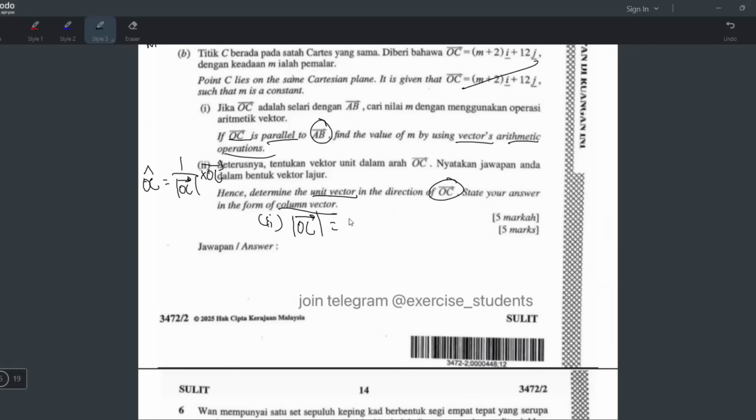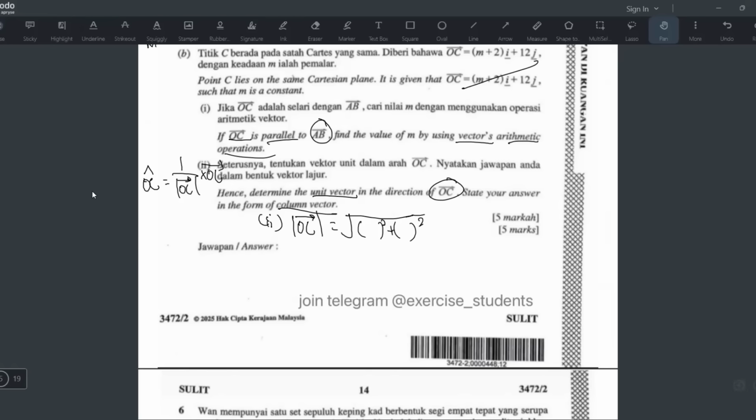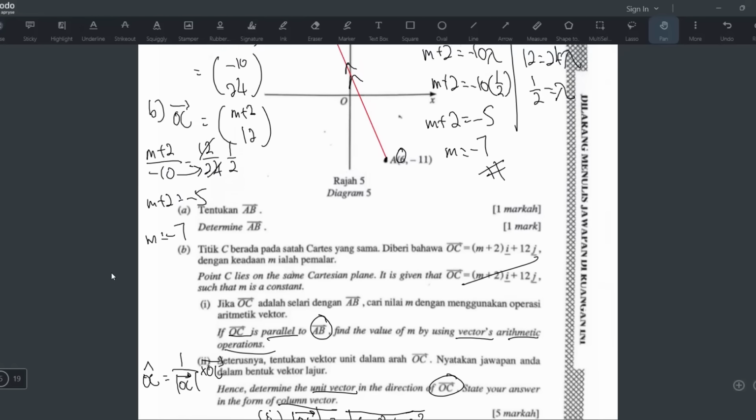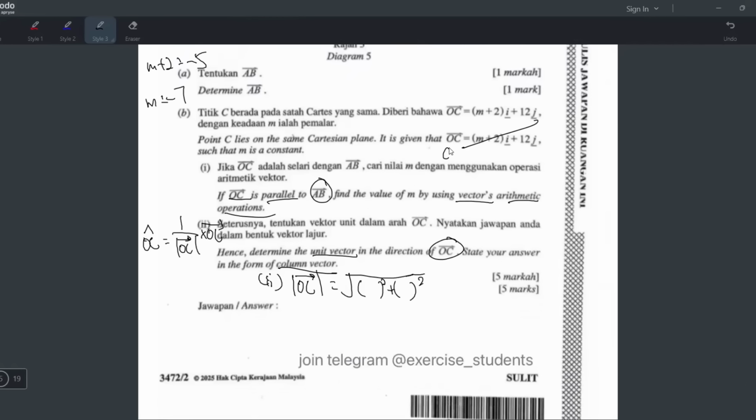To find the magnitude of OC, you have to use Pythagoras theorem. Square root, bracket squared plus bracket squared. And inside the bracket, you put the number before i and j, the coefficients of i and j, because i is the horizontal movement, j is the vertical one. So use Pythagoras theorem to find the hypotenuse, the magnitude. But we need our vector OC in terms of i and j first. M we already know is negative 7, so plus 2 is negative 5i plus 12j. Now you can see the i is negative 5, this one is 12. And if you calculate all this, you get 13. In other words, the magnitude is 13.